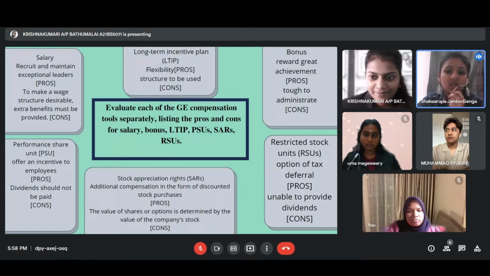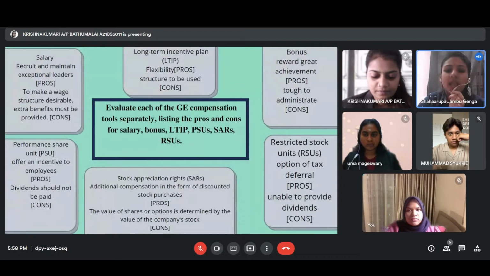Stock options and stock appreciation rights. SARs were a big element of GE's long-term executive remuneration package. Employee pay in the form of SARs is connected to the company's stock price over a set period of time. Executive to acquire one GE share at the market price on the grant date.